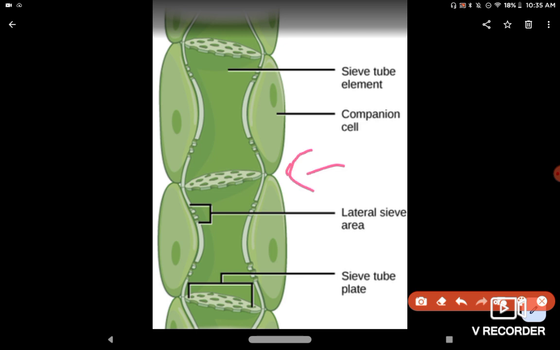So the phloem is actually bidirectional and it's responsible for transporting food material throughout the plant. So basically it transports the starch. Okay. So that's why it's bidirectional.